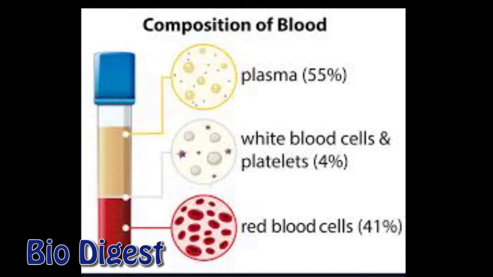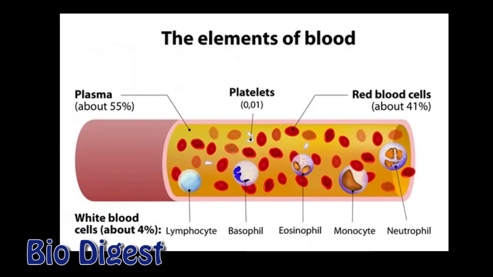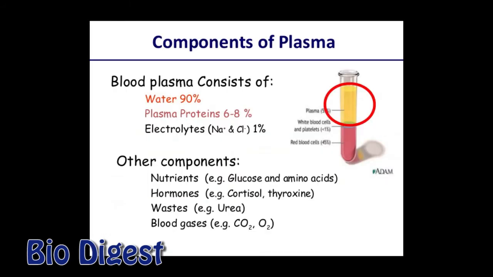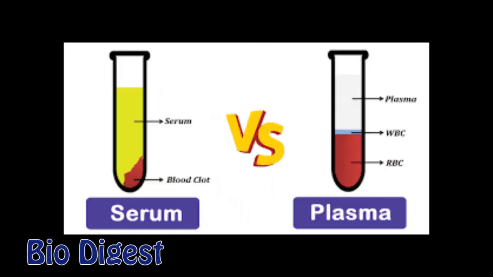Coming to the fluid part of the blood, that is blood plasma. Plasma is a light yellow colored alkaline liquid mainly consisting of 90 to 92% water, 7 to 8% proteins, 1% of inorganic salts which mainly include sodium chloride and sodium bicarbonate, and traces of other substances like glucose, amino acids, fibrinogen, hormones, etc. Serum: the plasma from which the protein fibrinogen has been removed is called serum.